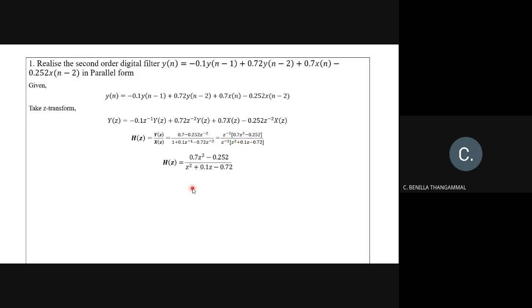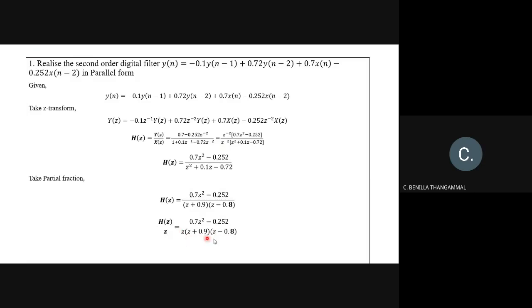Now I'll start applying my partial fraction method. The first step is you just factor your denominator, right? So I'll be factorizing my denominator. Step number 2 is divide by z on both sides. So H(z) divided by z is the numerator divided by z into (z plus 0.9) into (z minus 0.8). Now I have to introduce the constants.